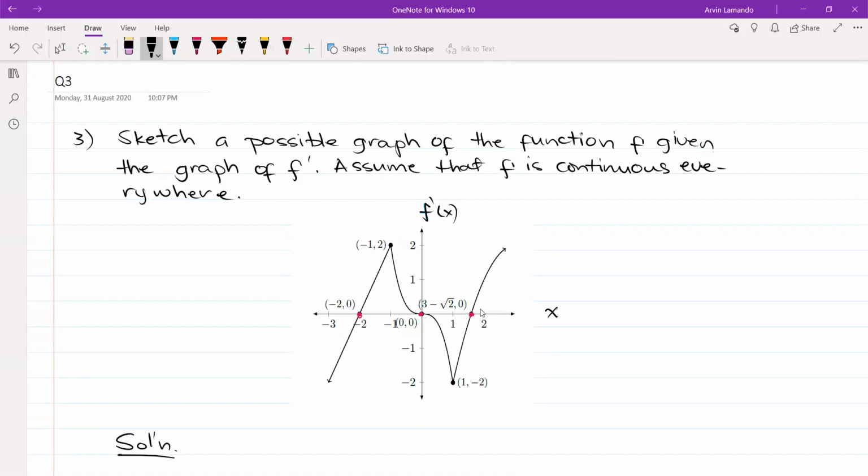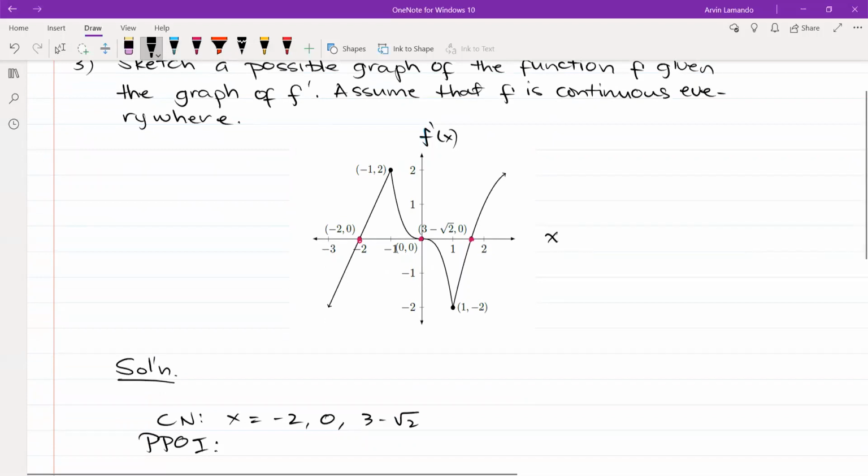So if we look at the point negative 1, we have a sharp turn in here. A sharp turn means an undefined tangent line at that point. Therefore, at x equals negative 1, f double prime does not exist. So at x equals negative 1, we have a possible point of inflection.